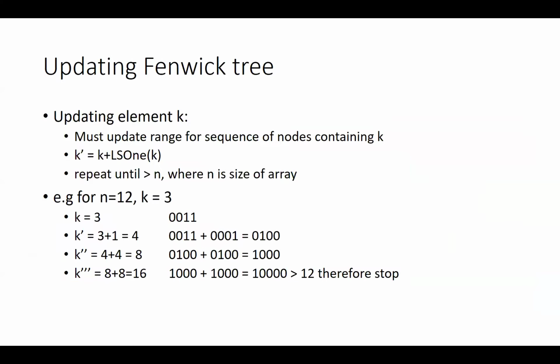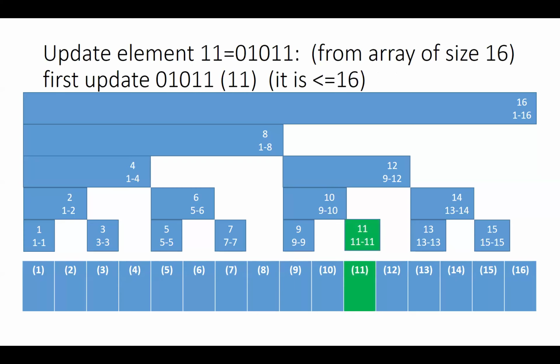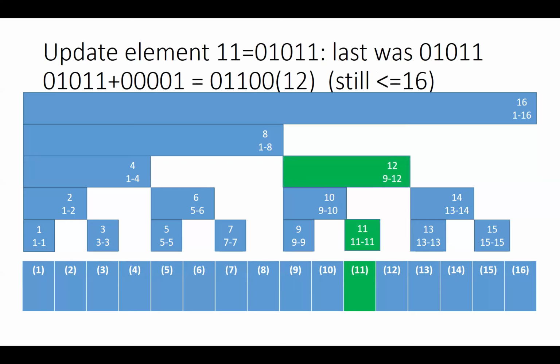And on the other end, we can update the Fenwick tree by adding on the least significant bit, and that will give us the numbers that contain the element that we care about. So let's say that we want to update element 11. If you look at the tree, 11 is contained in nodes 11, 12, and 16. Those are the three elements of the array that include within their range the number 11. So we would get that by taking 11 and adding on the least significant bit, which gives us 12. And again, adding the least significant bit gives us 16. And then we're done in this particular Fenwick tree.